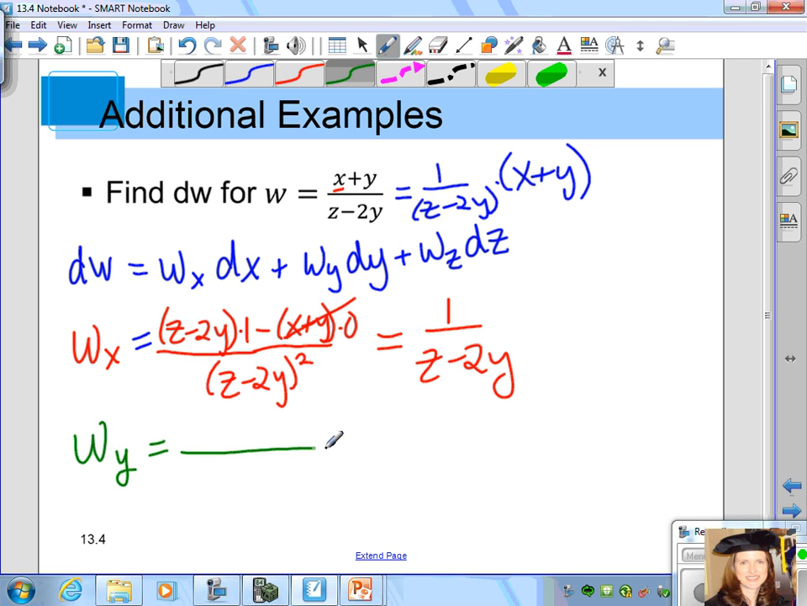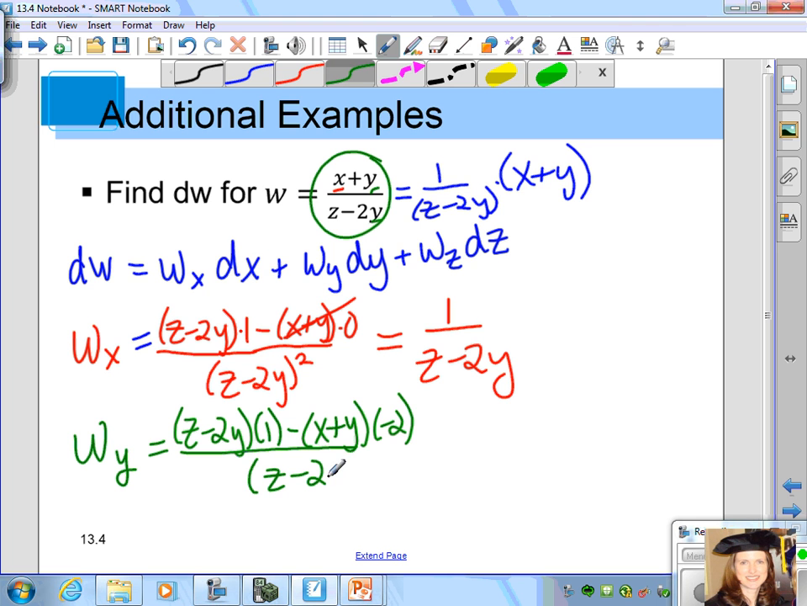Using the quotient rule, again, find the partial derivative of all this with respect to y. Treat y as a variable, and everything else is a constant. You take the denominator, z minus 2y, times the derivative of the numerator, which is 1, minus the numerator, x plus y, times the derivative of the denominator with respect to y, which is negative 2, over the denominator squared.